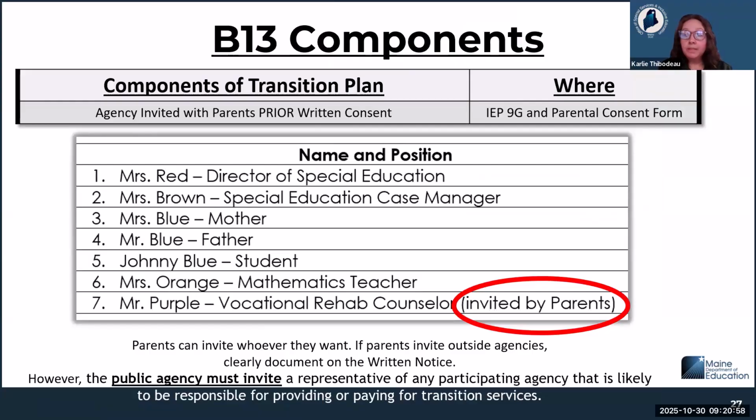Now, there will be times when you did not know that there was an outside agency involved and the parent shows up with them. That's okay. The parent can invite whoever they want to the meeting. If they show up with someone, just make sure that you document in the written notice that the parent invited this outside agency and that you weren't aware that they were involved. But going forward, you would include them in the transition plan, and you would be the one responsible to invite them to future meetings.